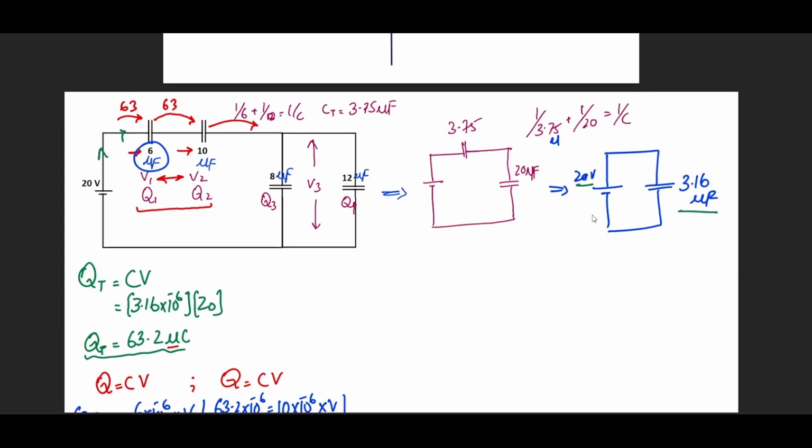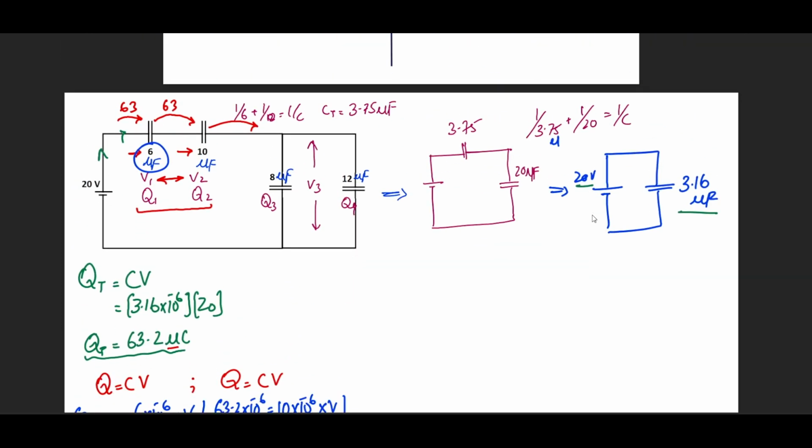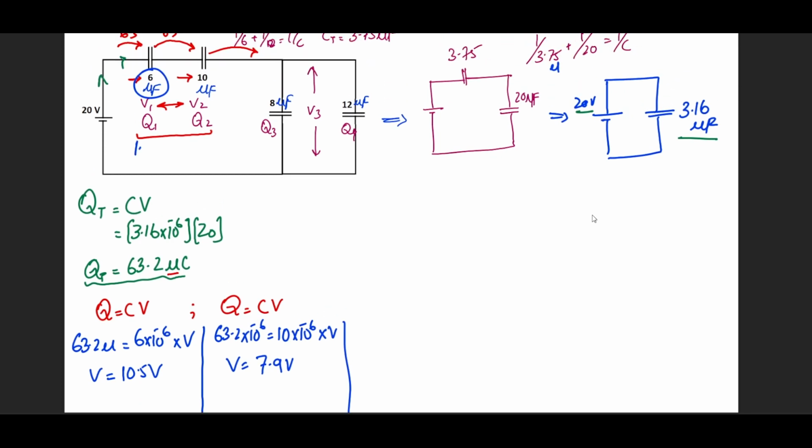So now we can go back to the situation and say that approximately 10.5 volts is being used by this one and 7.9 by this one. Now we can simply calculate the voltage for the third part as well, because I know that the total voltage is 20, and I know that 10.5 and 7.9 are being used by these two combinations. The rest of the voltage will be available for that parallel combination.